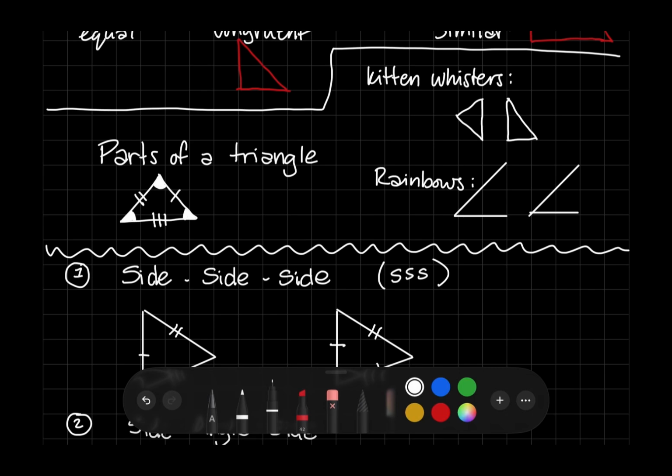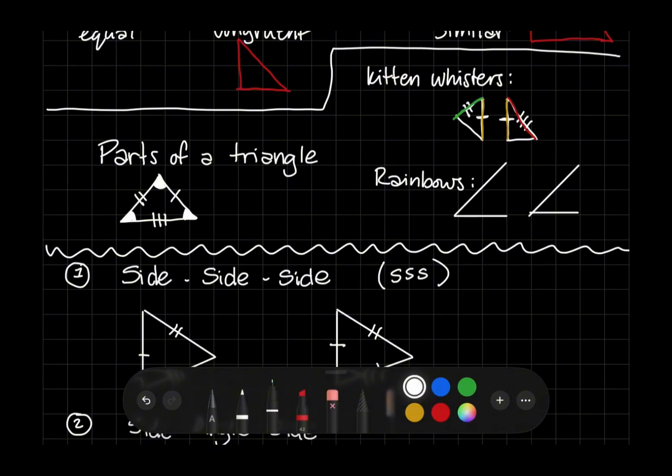Now, you may have noticed I drew a couple lines. This one, and this one. I like to call these lines kitten whiskers. These kitten whiskers show that two sides are congruent to each other. So I know that this side here is equal in measurement to this side here because of my kitten whiskers. But if I had 1, 2, 3 kitten whiskers here and 1, 2 kitten whiskers here, I know this side would not be congruent to this side because my kitten whiskers do not match up.